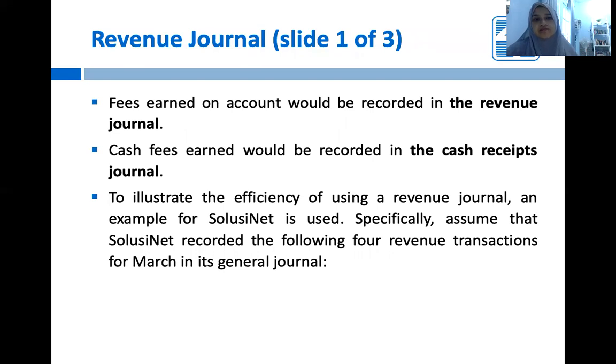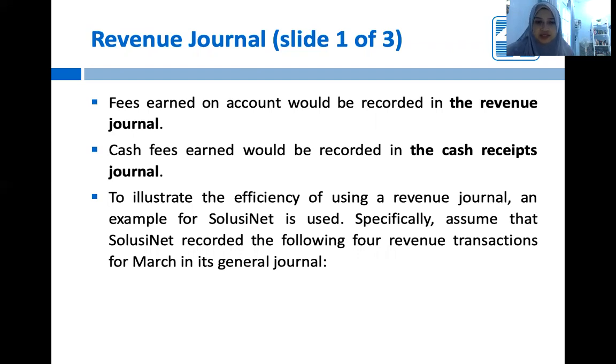So the fees earned on account, we would record in revenue journal. And the cash fees earned would be recorded in cash receipt journal. It's very logical actually. Whatever cash payment, it goes to cash payment journal. Whatever the cash that we receive, it will go to cash receipts journal.